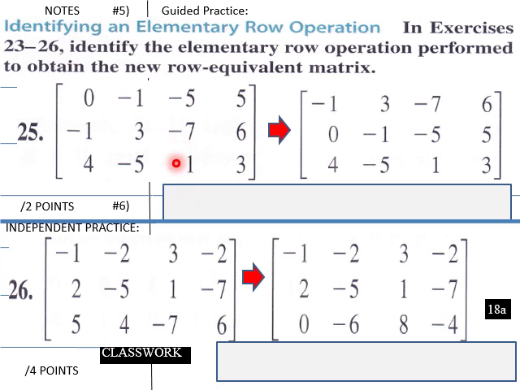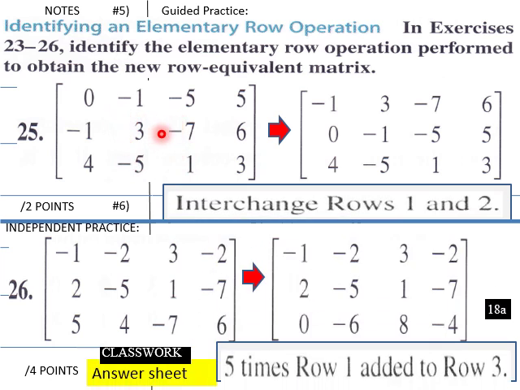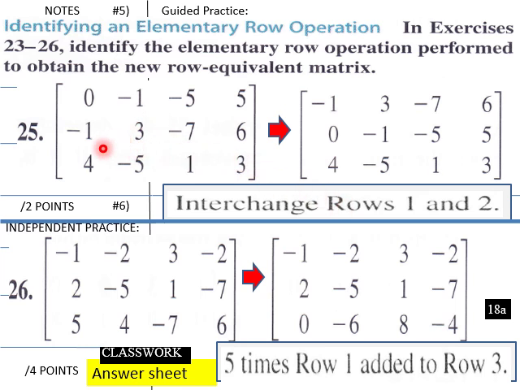So up here for 25, what happened was we interchanged rows 1 and 2. So we just flipped this one up here, and then this one came down here. That's what this is. This has been done by interchanging rows 1 and 2. And then down here we have 5 times row 1 added to row 3. So row 3 here is changed. So we multiplied row 1 times 5, and then we added that to row 3. And then here is our new row 3 after that operation.